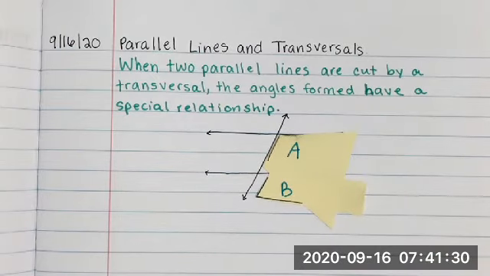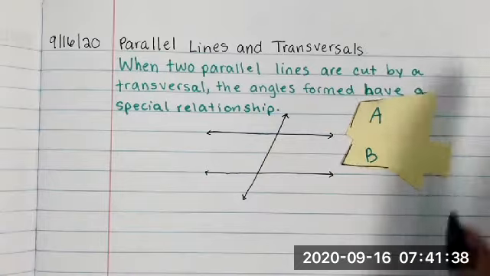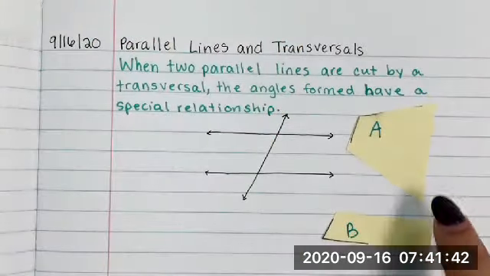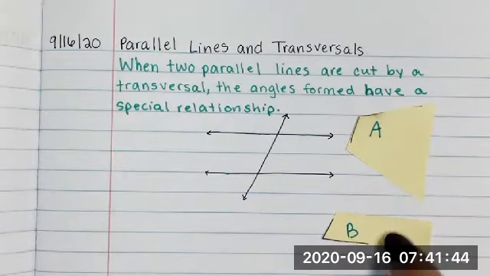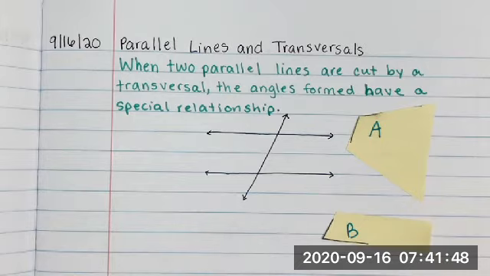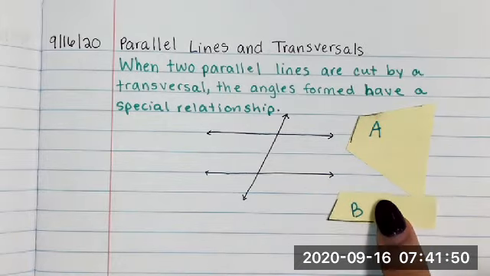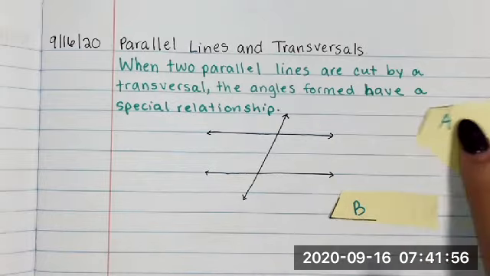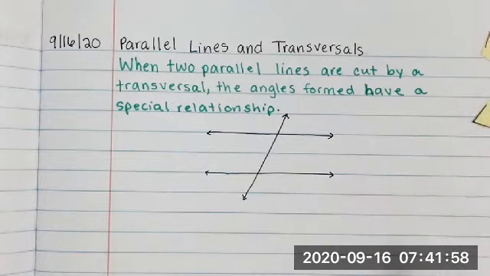So there's a lot of really neat relationships going on here with these parallel lines and the transversal. All of the angles are going to fall into one of two categories. They're either going to be A or they're going to be B. All of the A's are going to be equal to each other. All of the B's are going to be equal to each other. And A and B together are going to be supplementary. So let's put that in some words.